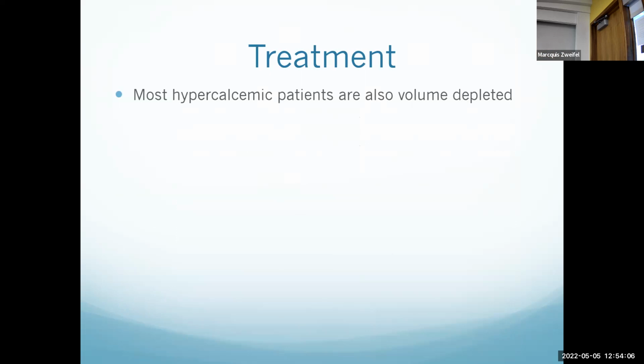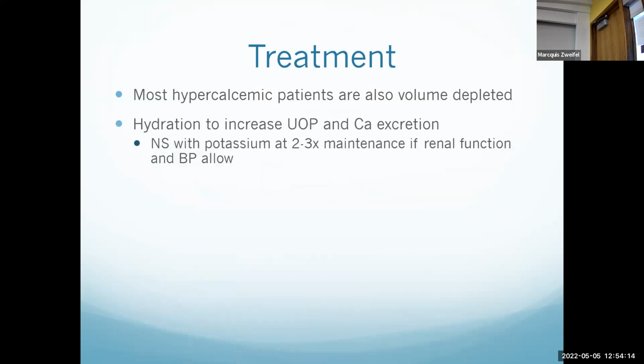Most hypercalcemia patients are also volume depleted, just because of all this calcium. Hydration to increase urine output and calcium excretion is number 1 in your management, no matter what. Normal saline with potassium at 2 to 3 times maintenance if renal function and blood pressure allow. Why are we giving them potassium? Because as we're giving them all this fluid and helping the kidneys excrete, the kidney will lose potassium as well. So you don't want them to become hypokalemic.